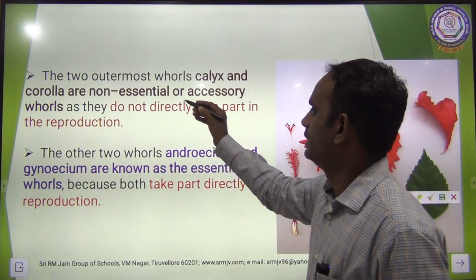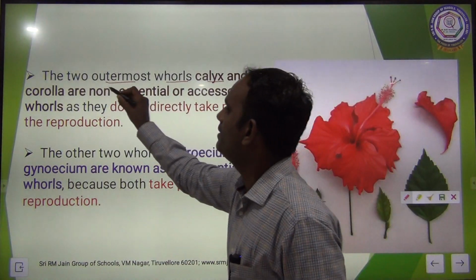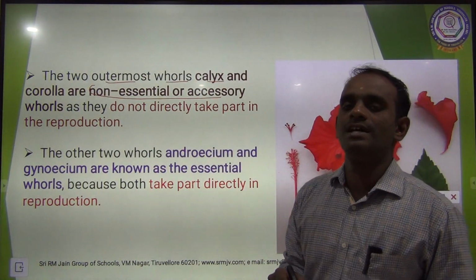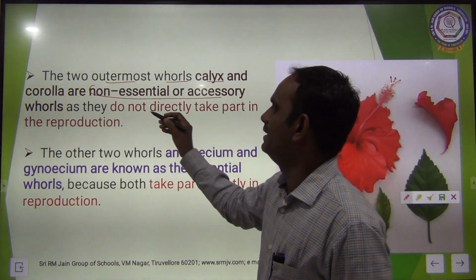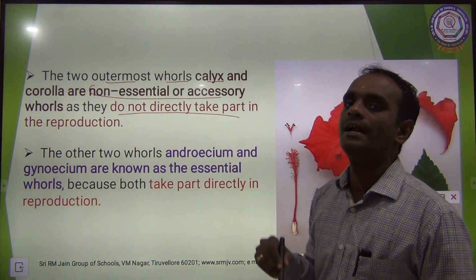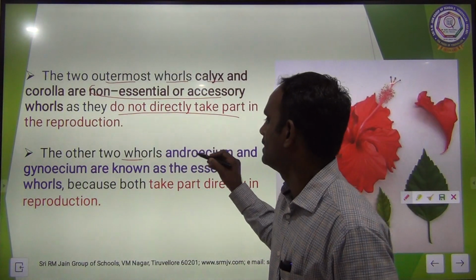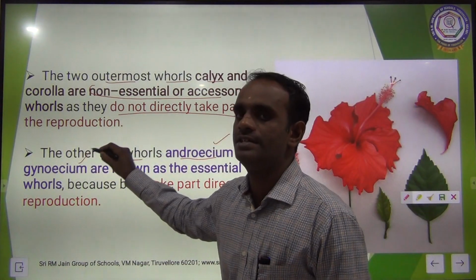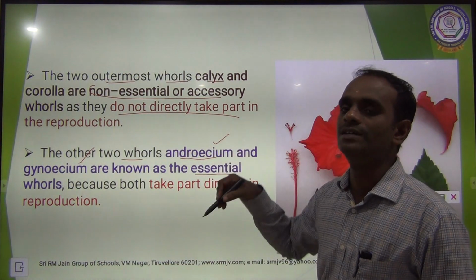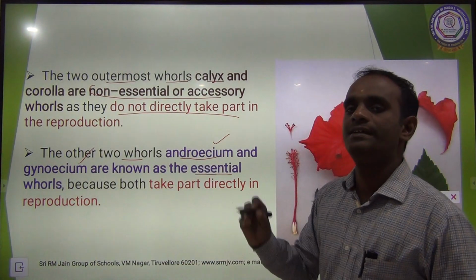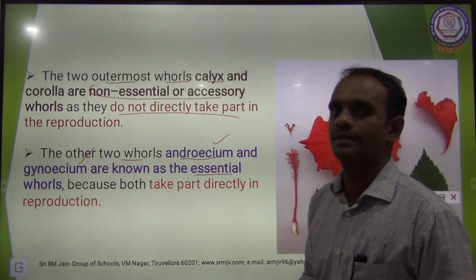See here, the two outermost whorls, calyx and corolla, are non-essential. Non-essential is also called what? Accessory organs, accessory whorls, and they do not directly take part in reproduction. Whereas the other two whorls, androecium and gynoecium, are known as essential parts, essential organs, essential whorls, because both androecium and gynoecium take part directly in reproduction.